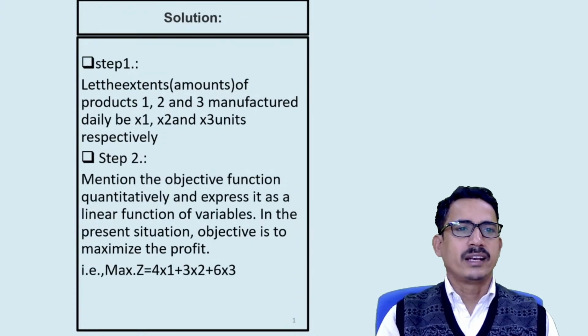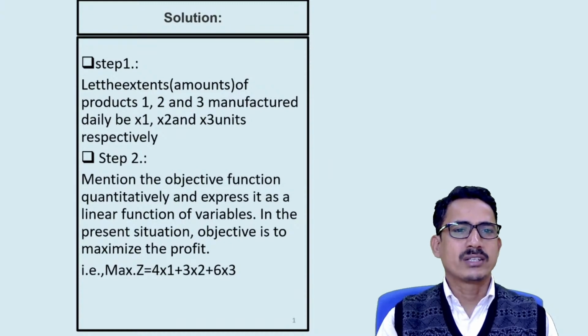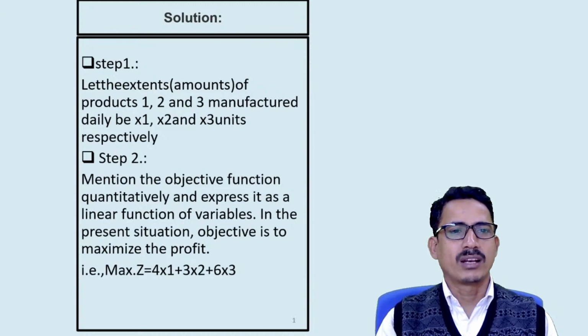Here it is clearly written: let the extent of product 1, 2, 3 manufactured daily be x1, x2, x3 units respectively. Means what? x1 is linked with product 1. The number of units of product 1 is x1. Or sometimes you can also write: let x1 be the number of units of product 1, x2 the number of units of product 2, x3 the number of units of product 3.